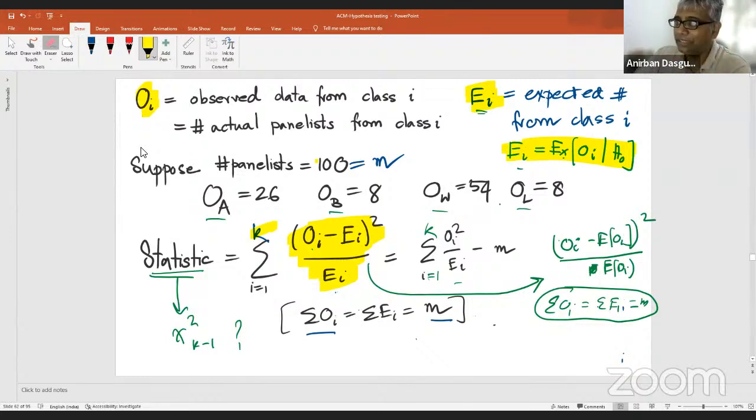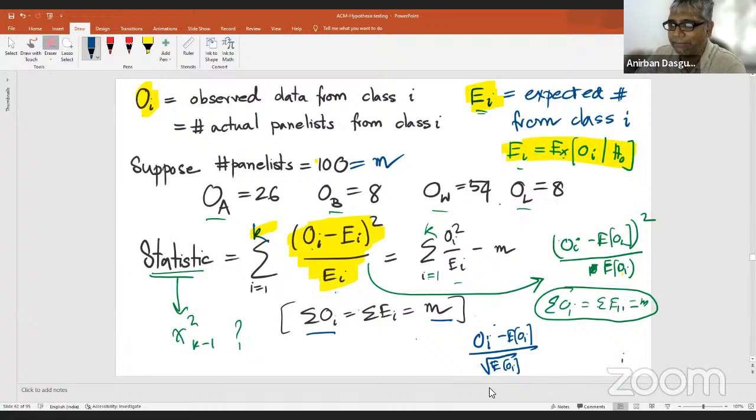Why are we doing this? In some sense, this is equal to OI minus the expectation of OI, squared, divided by the expectation of OI. If you think about this a little bit, you will see that this is basically what is known as a chi-square random variable. Because effectively, if I were taking the square root of this, it would be OI minus the expectation of OI, divided by the square root of the expectation of OI, which is basically a standard normal variable.